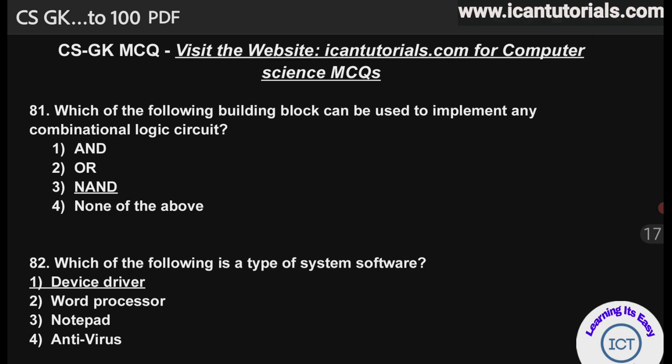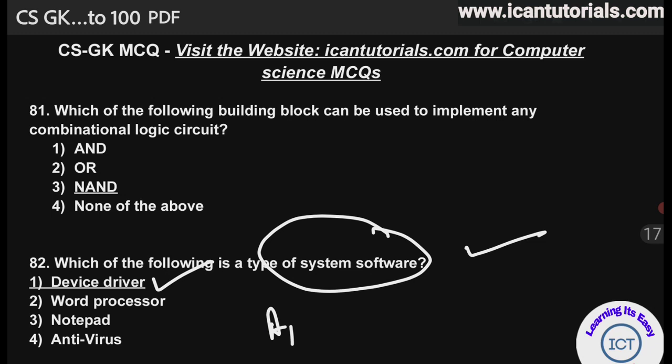The 82nd question is, which of the following is a type of system software? And the answer is device drivers. Basically, there are two types of software. One is system software, another one is application software. So let's understand what we mean by system software.